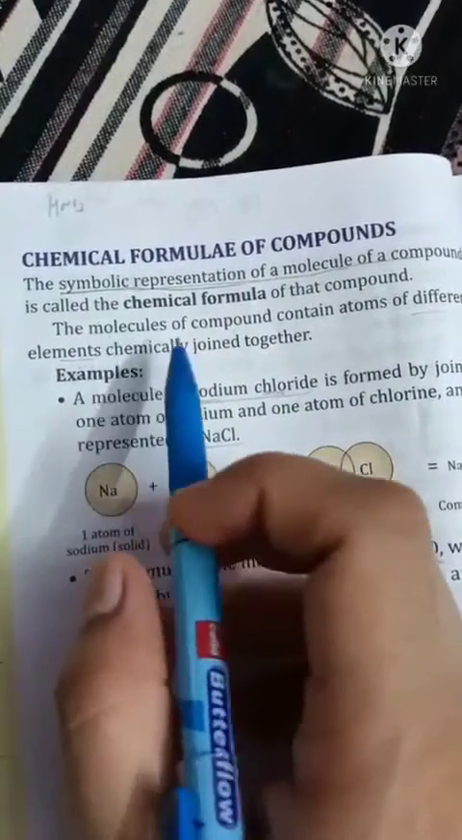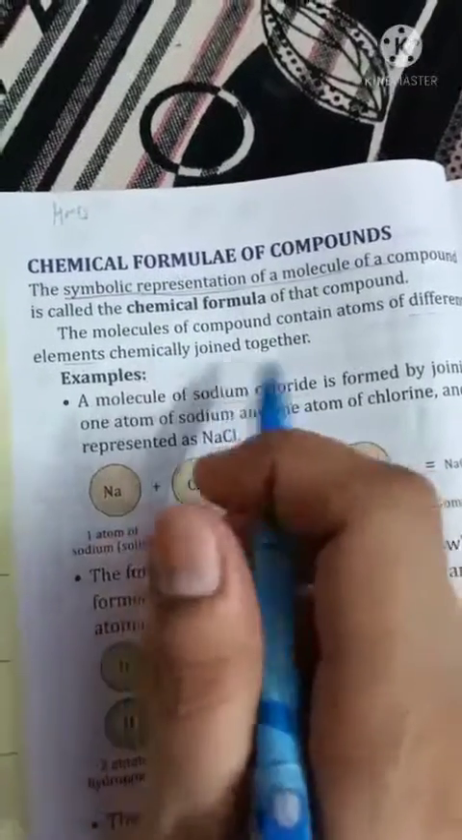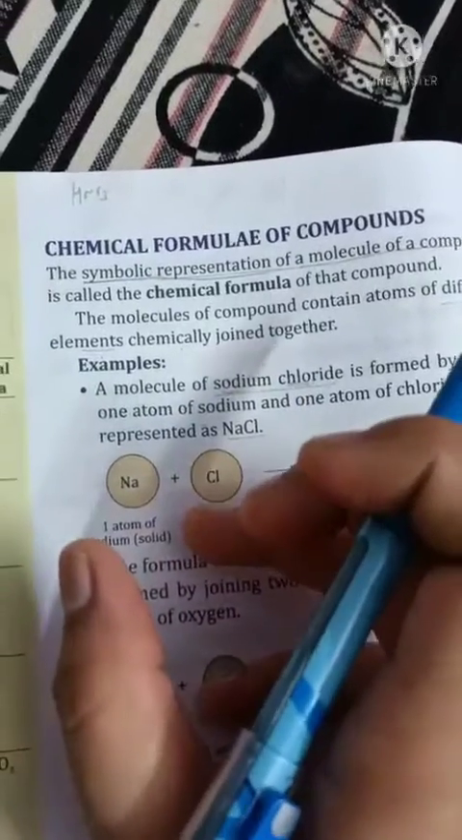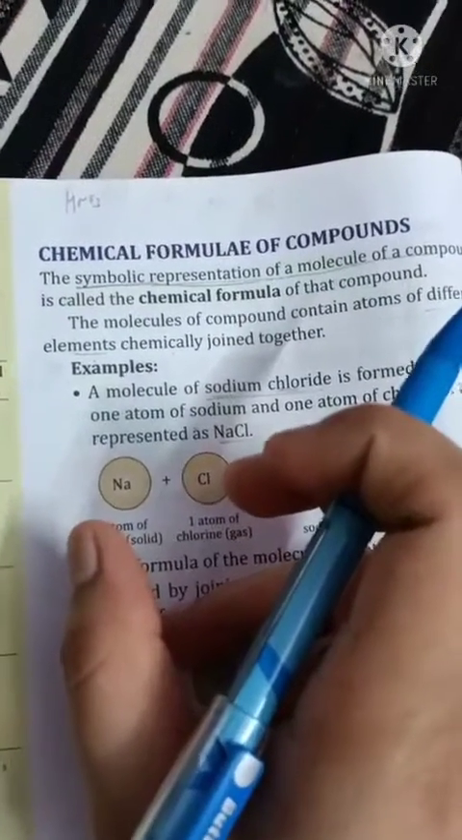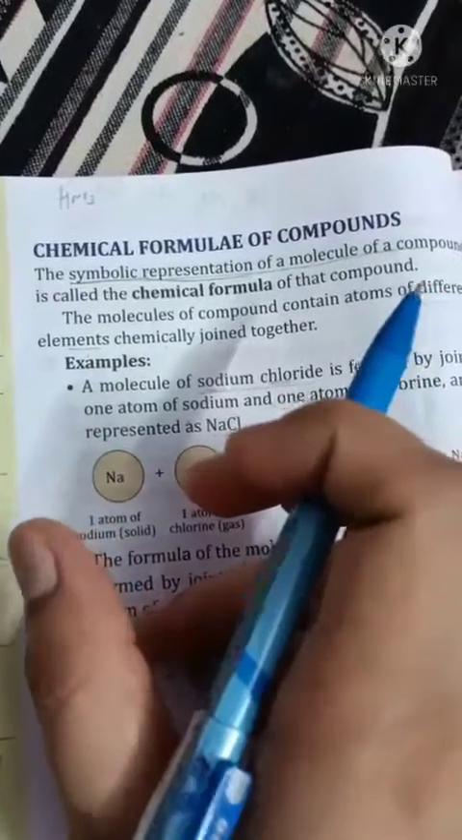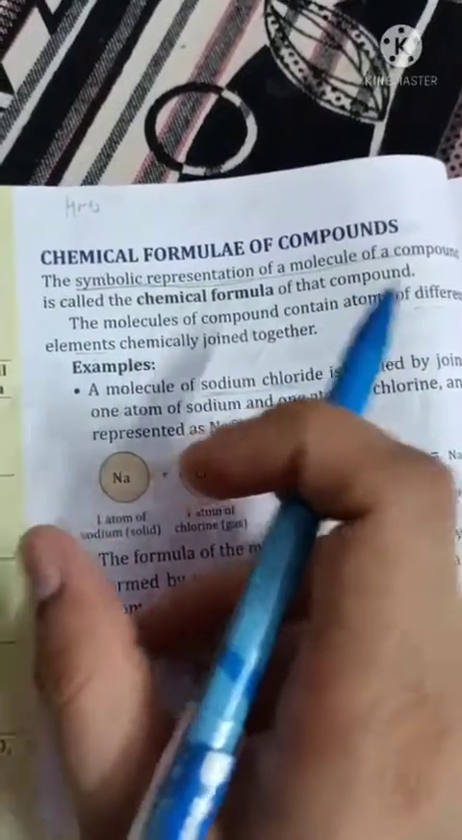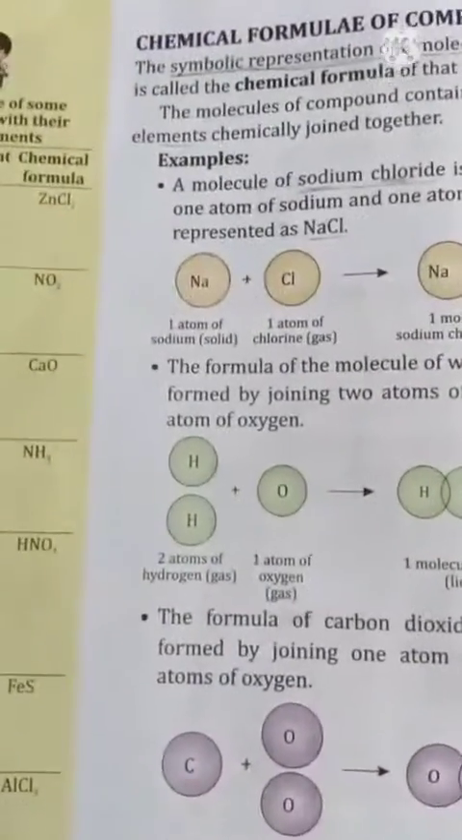Like we have studied, a molecule of an element contains the same type of atoms, but a molecule of a compound contains different types of atoms. For example, water has one hydrogen and another oxygen atom. But in the case of oxygen, we have both oxygen atoms. So oxygen is a molecule of an element and water is a molecule of a compound.